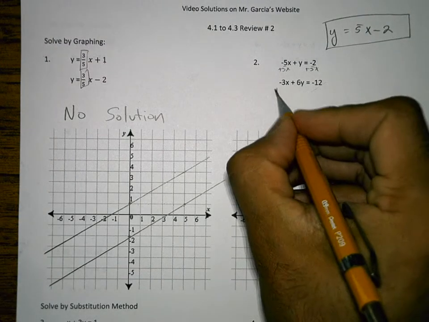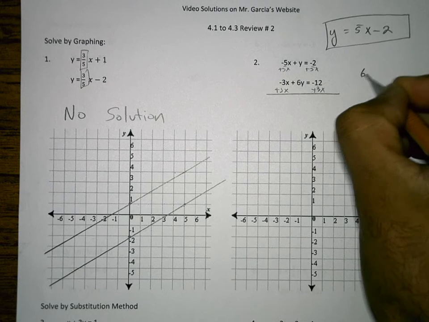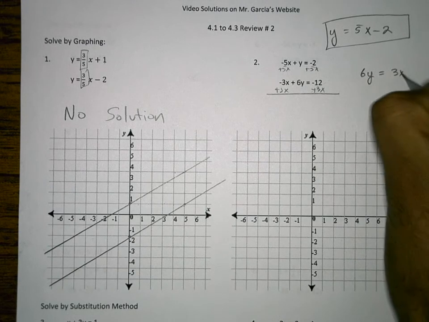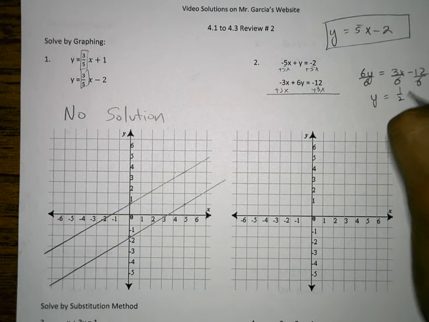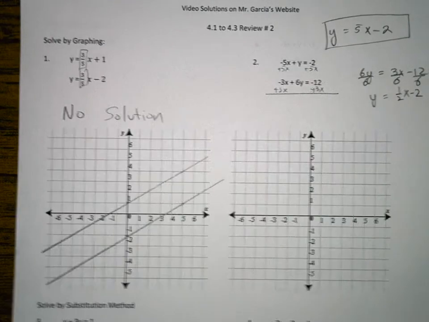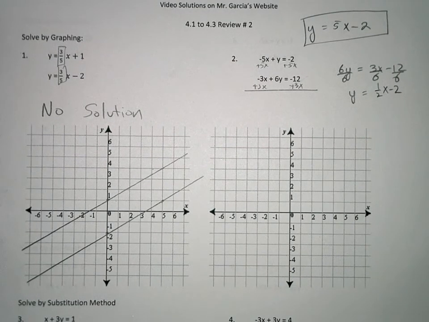This one here, I'm going to add a 3x. Coming over here, 6y equals positive 3x minus 12, divided by 6, and y equals 1/2 x minus 2. Okay, so I'm going to go ahead and graph these two.